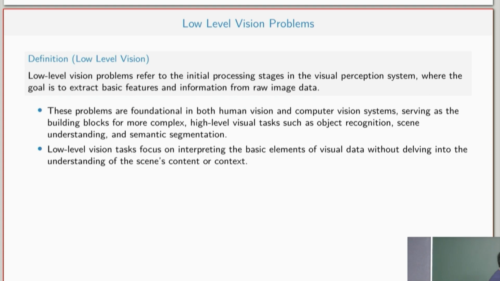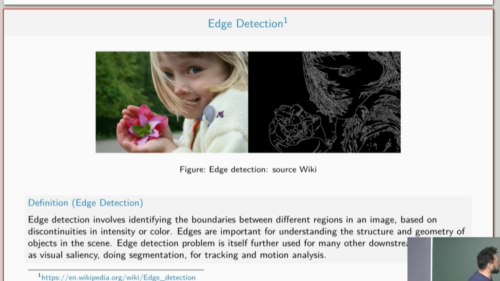That's why modern deep learning has changed almost all the fields, including computer vision. So it's not like for the last 10 years. Most of the features are now extracted automatically by CNN. You don't have to go for handcrafted things. Low-level vision tasks focus on interpreting the basic elements of the visual data. Let us see with some examples.